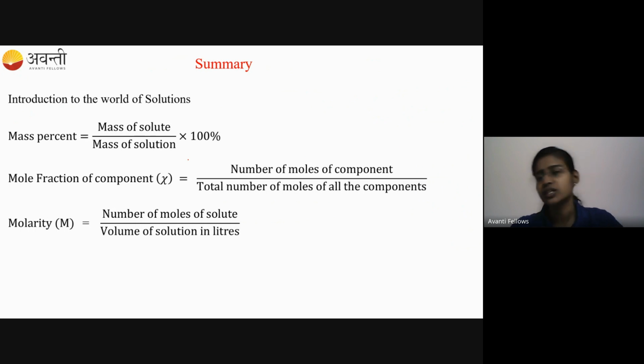JNV Ramnagar students, I think you have missed this. You were not there in the class when I was discussing the molarity, right? Just take down this formula now. Molarity, very important formula.